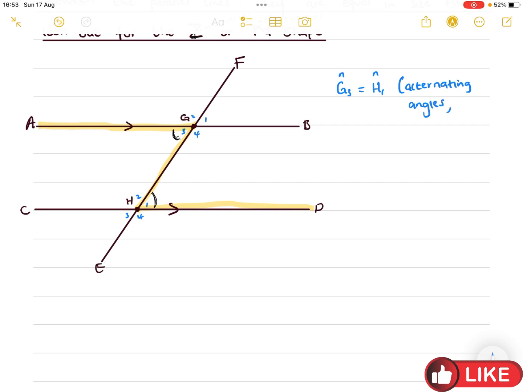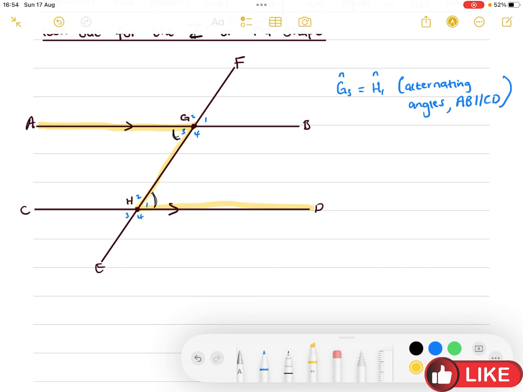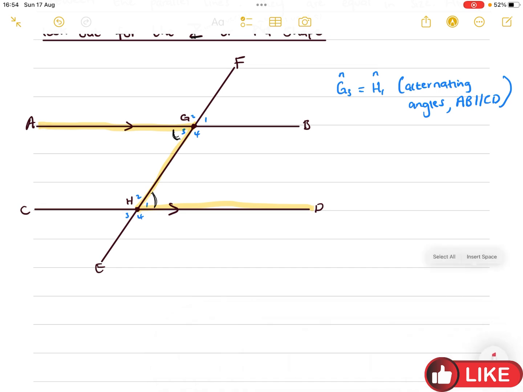Whenever you are writing this, make sure that you specify which lines are parallel, because you can't say alternating angles are equal without a valid reason. The reason has to involve lines that are parallel. The reason is that AB is parallel to CD, and then your reasoning is complete. Then we want to look at this portion again. This is also a Z, by the way. It's just that my Z is a bit stretched.